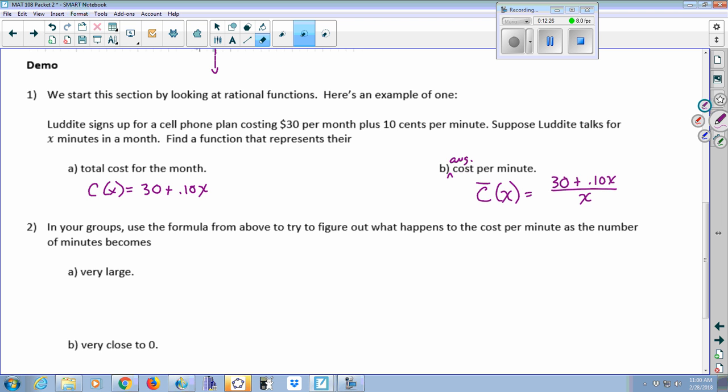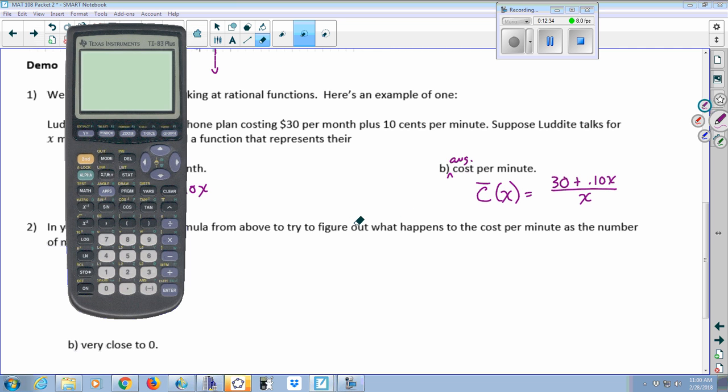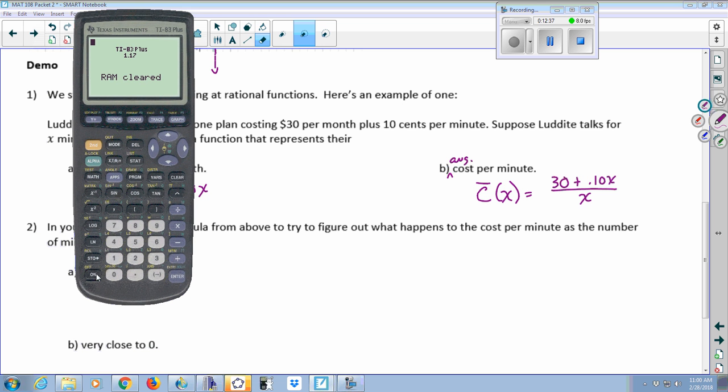If you had a graphing calculator, let's take a look at how you could look at this. We can also look at this with any of your free software packages. So let's just get a sense here. Parentheses, 30 plus 0.1x, the whole thing divided by x to get the average cost per minute.